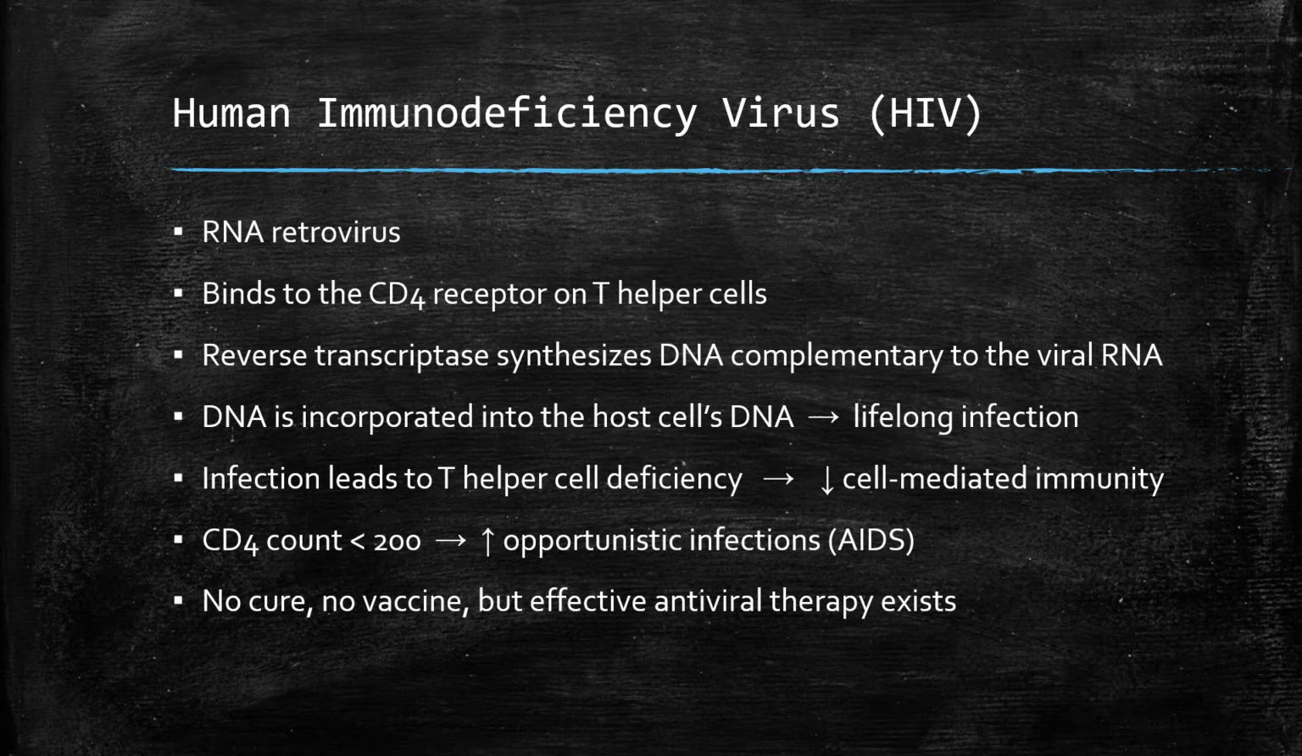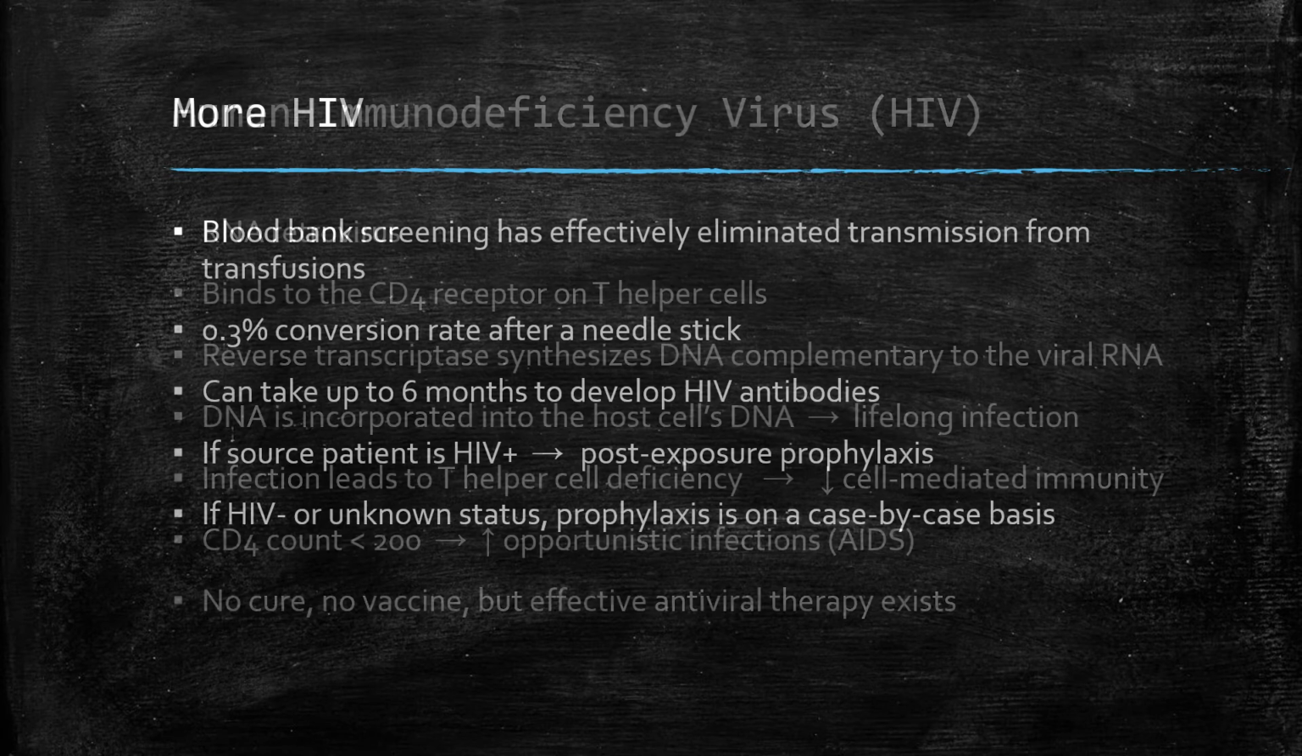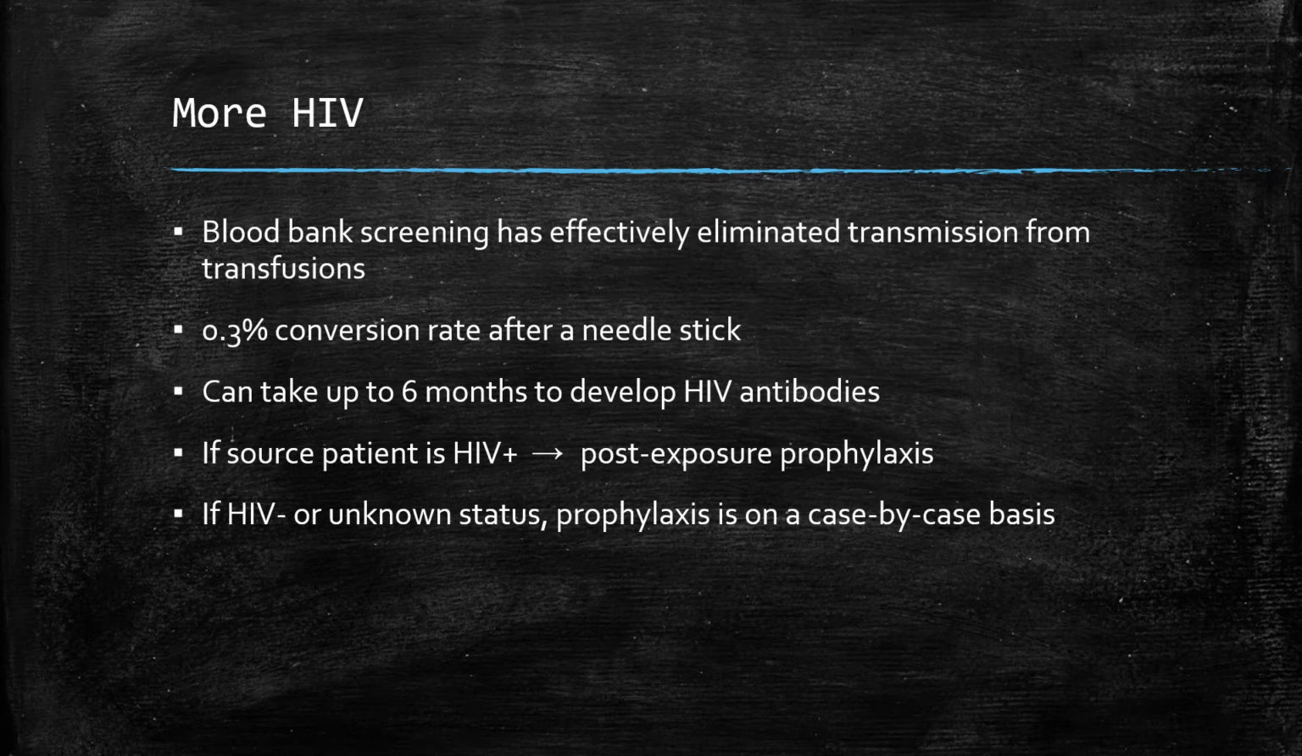There is no cure and no vaccine for HIV, but very effective antiviral therapy does exist, and this converts HIV infection to a chronic but non-fatal disease. Blood bank screening has effectively eliminated in-hospital transmission from transfusions. For healthcare workers, there's about a 1 in 300 chance of conversion after a needle stick. But since it takes up to 6 months to develop HIV antibodies, it will take that period of time before you know whether you've converted or not.